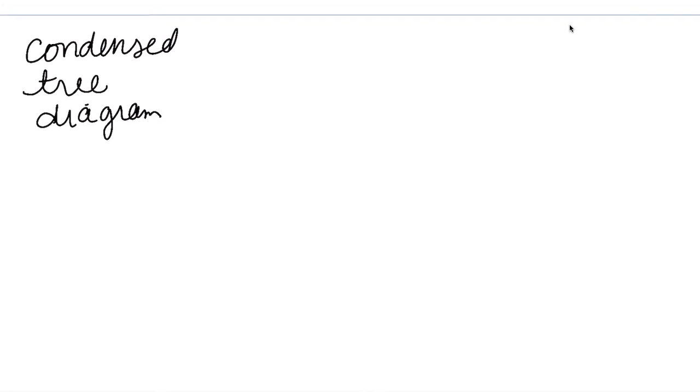The first thing I'm going to do is draw out my sample space. I could get red followed by on the first pull. So let's test it out. Hold on, give me a second. Let's start again. We have a condensed tree diagram.